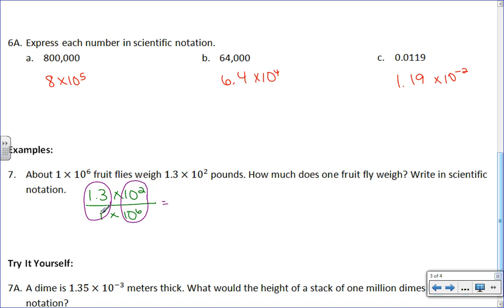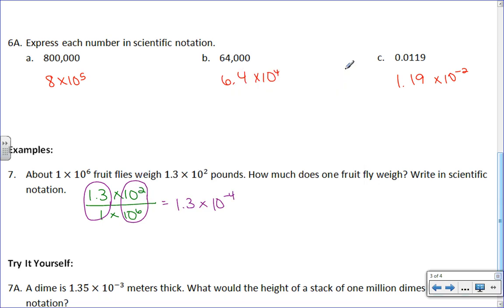So what we get, 1.3 divided by 1, we know is 1.3. And then 10 squared divided by 10 to the 6th. Well, this uses the rules that we learned in section 9.3. We have 2 powers that are divided. They have the same base. So we know that we just subtract the exponents. 2 minus 6 is negative 4. And you always want to verify this to make sure it's actually in scientific notation. The big thing to look for is that this number is between 1 and 10, which it is. 1.3 is between 1 and 10.